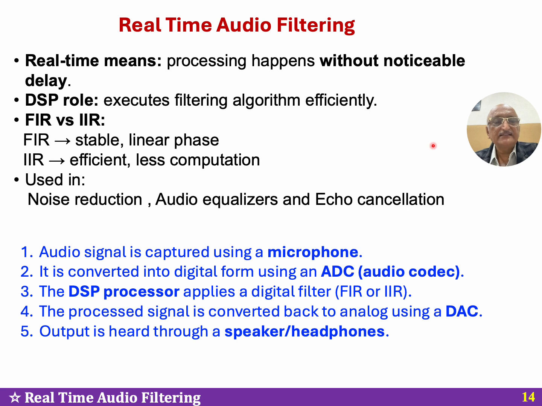The procedure is: audio signal is captured using microphone. It is converted into digital form using analog to digital converter. The DSP processor applies the digital filter. The processed signal is converted back to analog signal using DAC, and the output is heard through speaker or headphone.